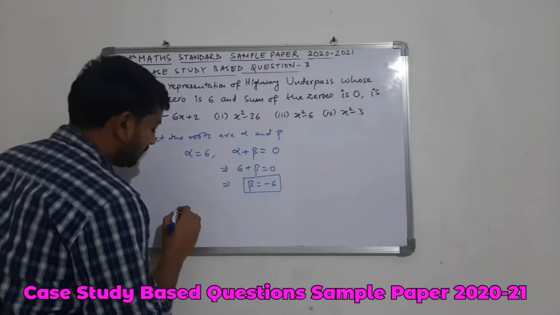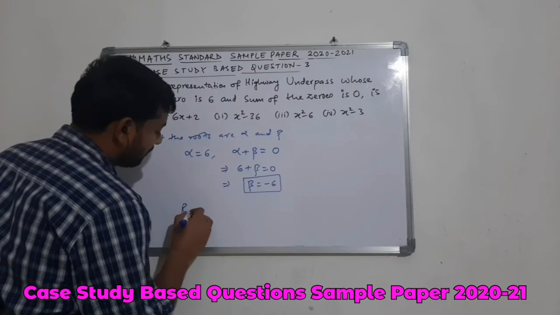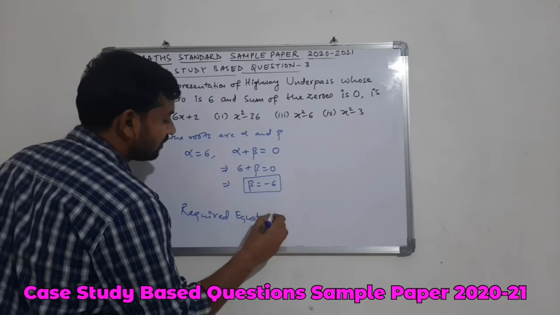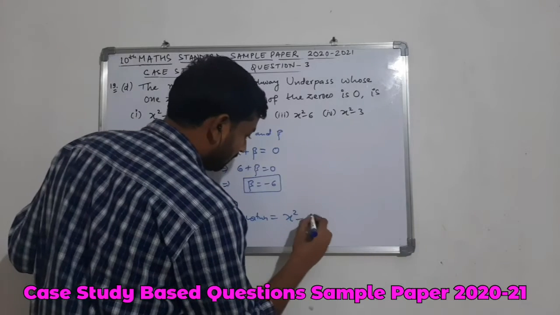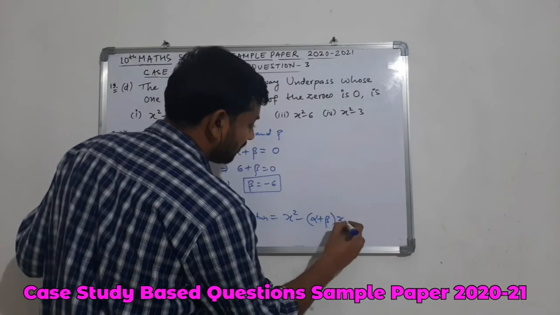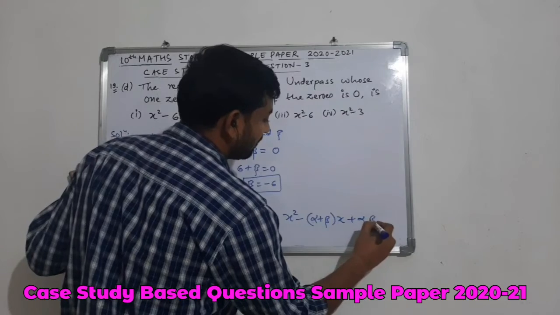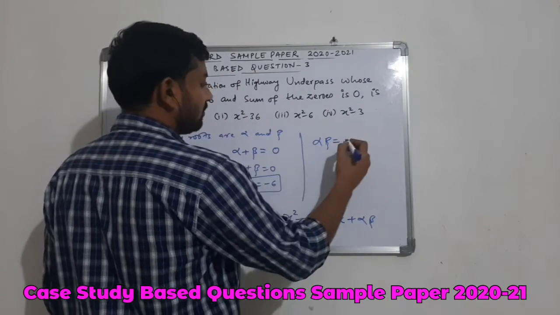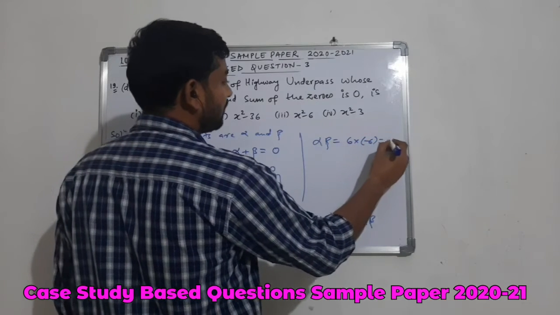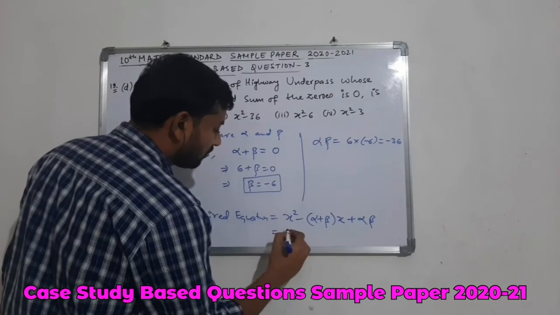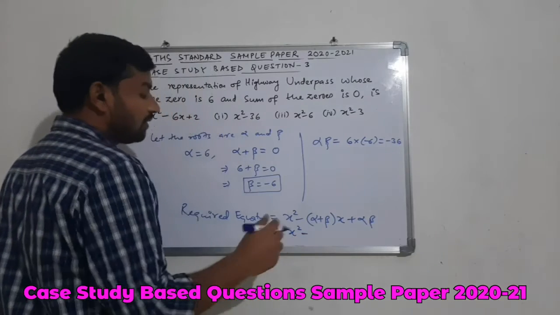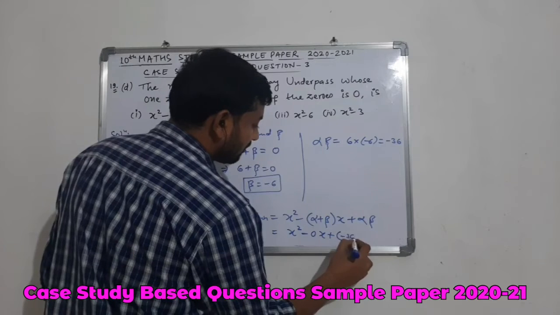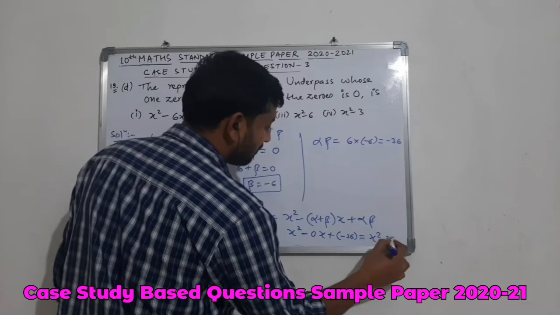So the required equation which will represent the underpass will be x square minus the sum of zeros, alpha plus beta, x plus alpha beta. So here let me calculate the value of alpha beta. This is 6 into minus 6, so we are getting here minus 36. So from here what we are getting, x square minus alpha plus beta, the sum of zeros is 0, x plus minus 36. So finally the answer is x square minus 36.